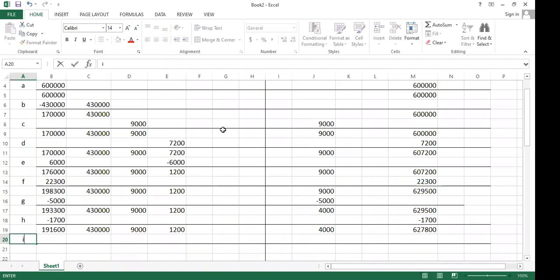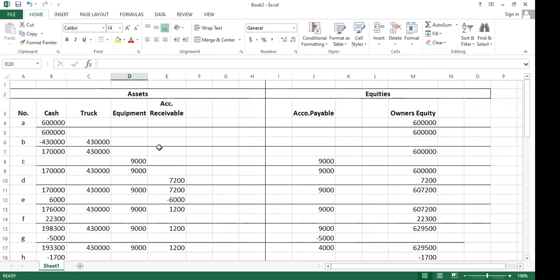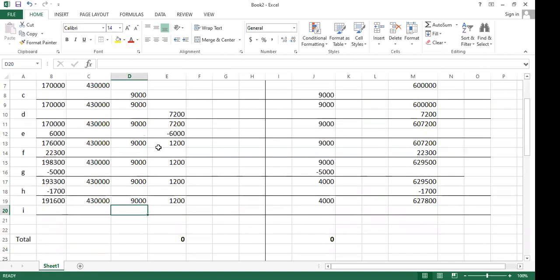Last one. Equipment of rupees 1,200 was withdrawn from business for Shahid Shah's personal use. Equipment reduced by 1,200 and reduce the owner's equity 1,200.